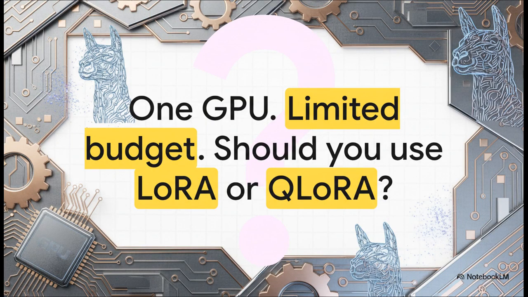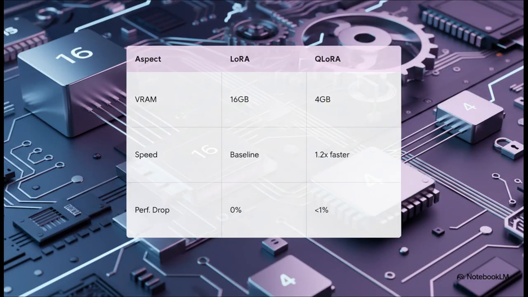This next one is all about working with what you've got. Imagine this. Your budget is tight. You have just one good GPU, and you need to fine-tune a beast of a model like Llama 7B. The technique you choose here is everything. Looking at this table, the choice is pretty much a no-brainer.